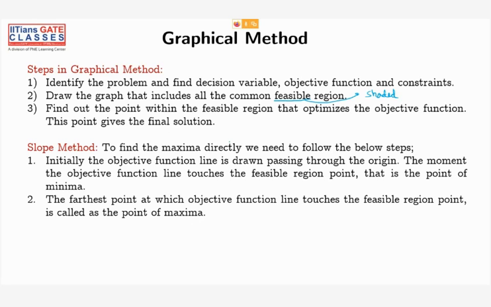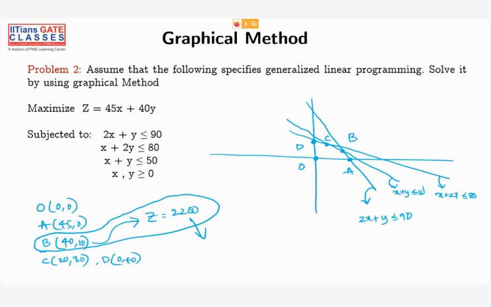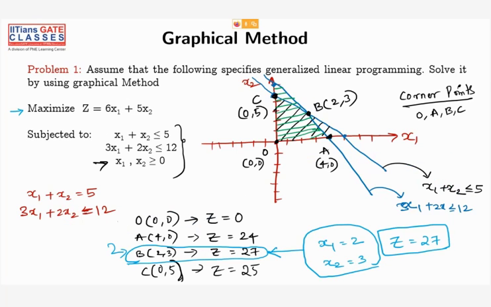So what exactly is this doing? I'll explain this in this problem only. Let me take something different here. What I'm trying to do is take this objective function. Let me plot this objective function onto the graph.